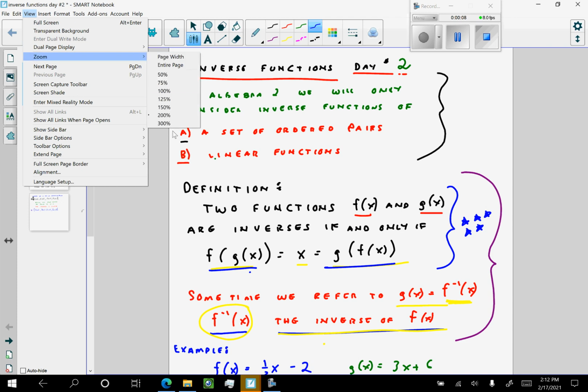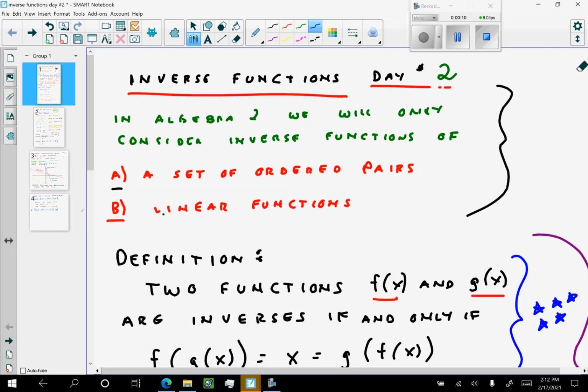Let me zoom out here a little bit so I can get a bigger picture. So this is inverse function day 2. It's going to look exactly like day 1, only we're going to do different problems. Here we go. And note, in Algebra 2, we're only going to consider inverse functions of two types of functions: sets of ordered pairs and linear functions.